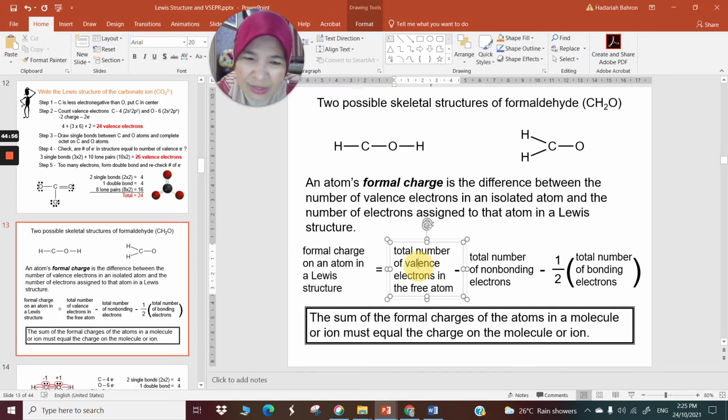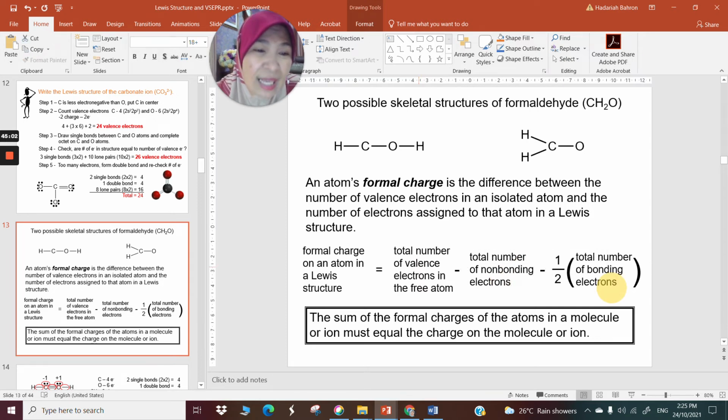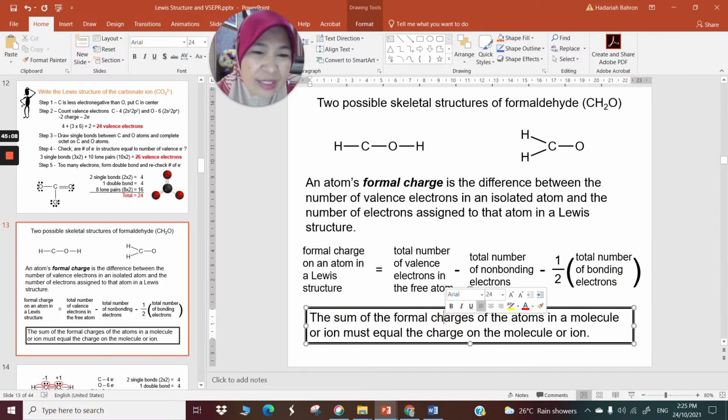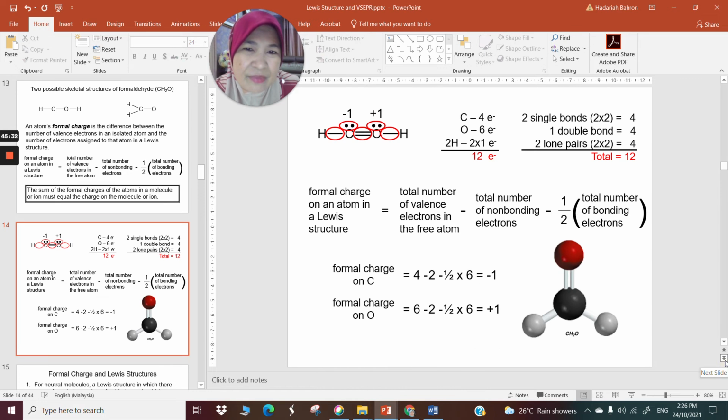Total number of valence electrons in the free atom minus total number of non-bonding electrons minus half of the total number of bonding electrons. The sum of the formal charges of the atoms in a molecule or ion must be equal to the charge of the molecule or the ion. This is what's important. You must check this. So let's have a look in here. Let us check this structure, the HCOH.